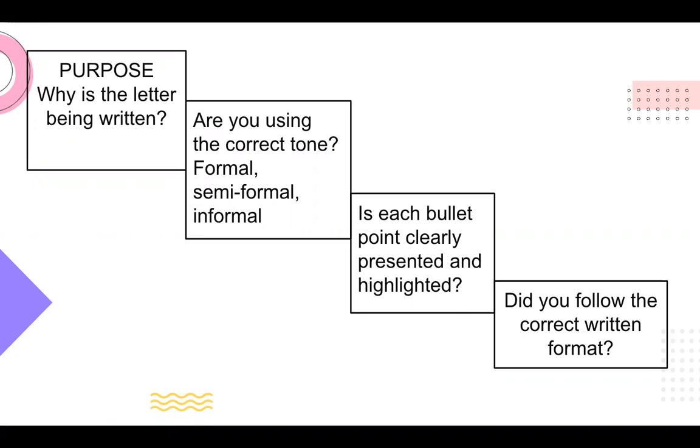In each bullet point, is each bullet point clearly presented and highlighted? Have you addressed every single bullet point in the question? If you leave out any information in the bullet point, then that will automatically lower your task achievement score. And did you follow the correct written format? That means the 4 paragraphs and the salutation and the signature at the bottom. Okay, that is known as the format.